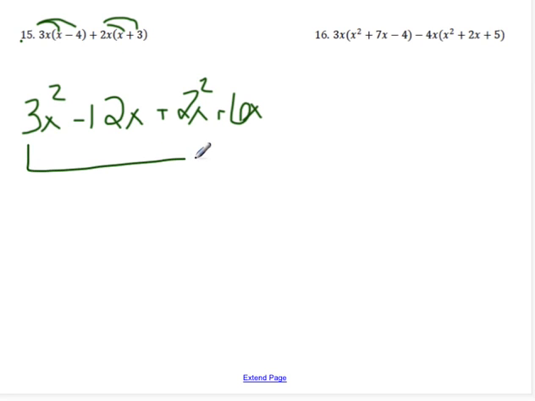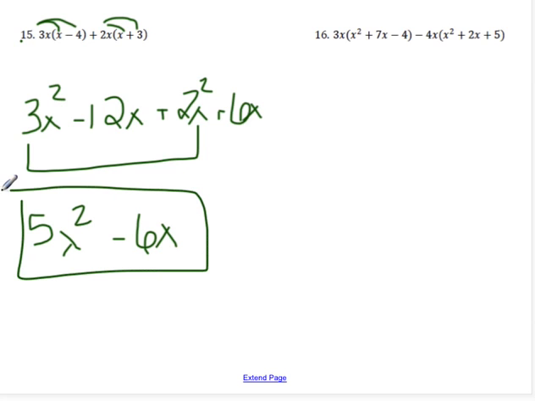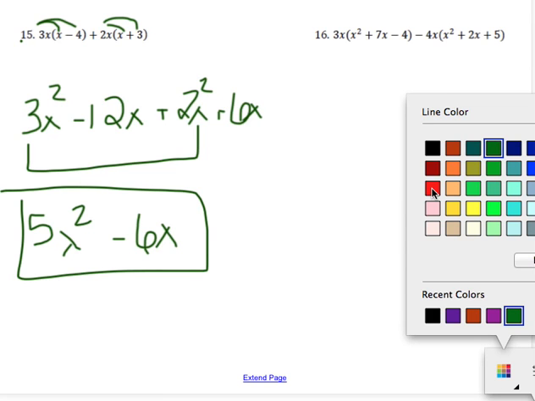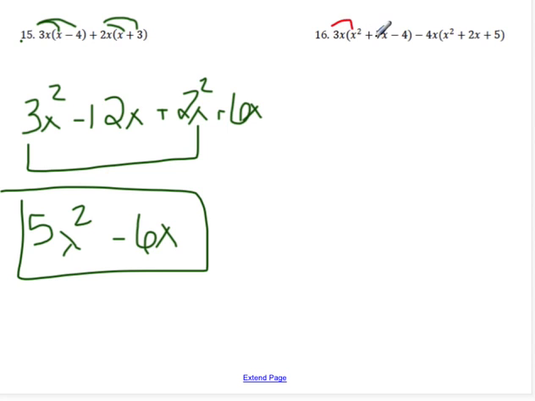Okay? So 3x squared plus 2x squared is going to be 5x squared. Negative 12x plus 6x, that's going to end up being a negative 6x. So my final answer for number 15 is going to be 5x squared minus 6x. Now we're going to take that 3x and we're only going to distribute into that parenthesis, and that negative 4x is going to be distributed into the second parenthesis. So I'm going to write it down here so I have a little bit more space.